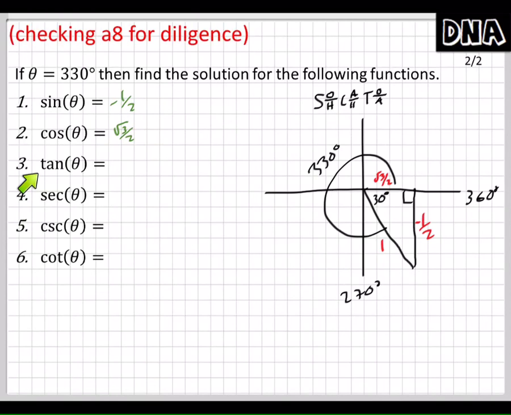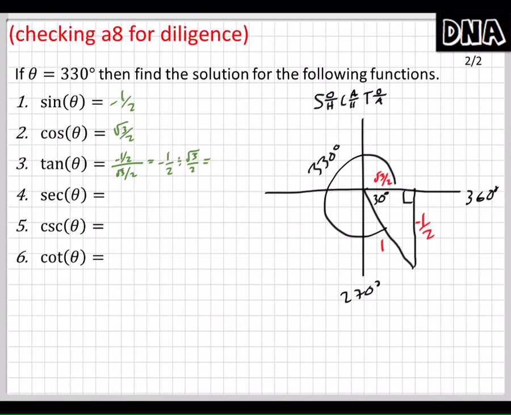Finally, we get the tangent. Oh, lovely tangent. Opposite over adjacent. That is this side divided by this side. This is the opposite side. This is the adjacent side. So we have sine, which is negative 1/2, divided by cosine, which is rad 3/2. Another way to write this is to say negative 1/2 divided by rad 3/2.